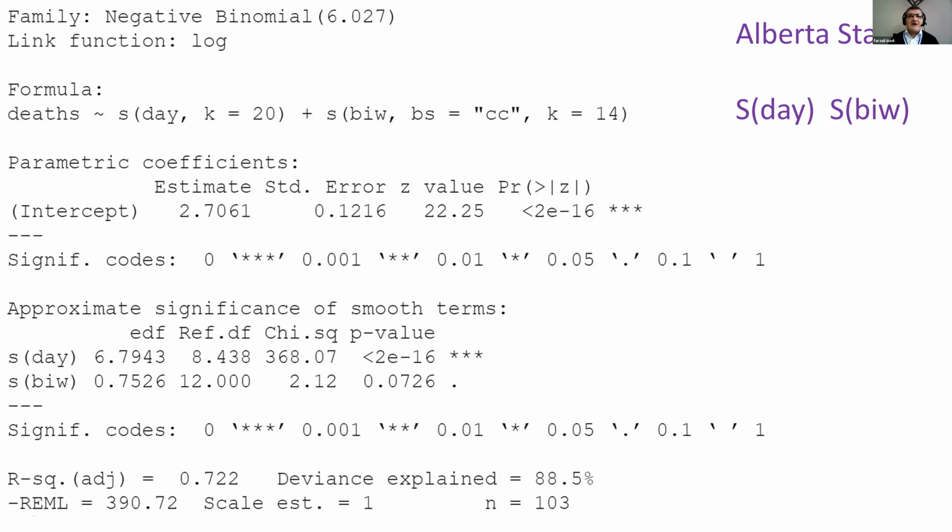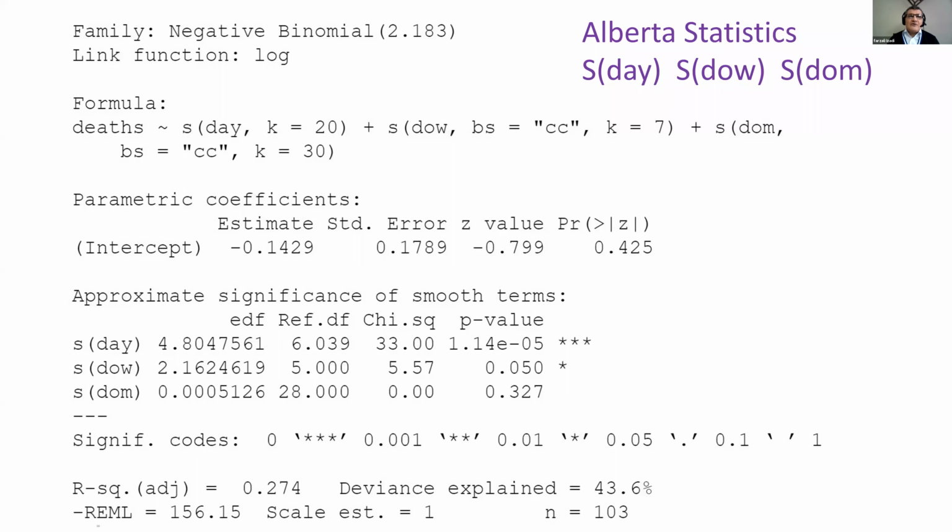So this shows that sometimes it depends on which model is good for which data. In the case of Alberta, we see that taking the by week and day is better than the other models, compared to Canada, Quebec and Ontario. This is for day of week and day of month. Again, the intercept is not significant. Day is significant, day of week is significant, but day of month is not significant. Still, the adjusted R squared is 27.